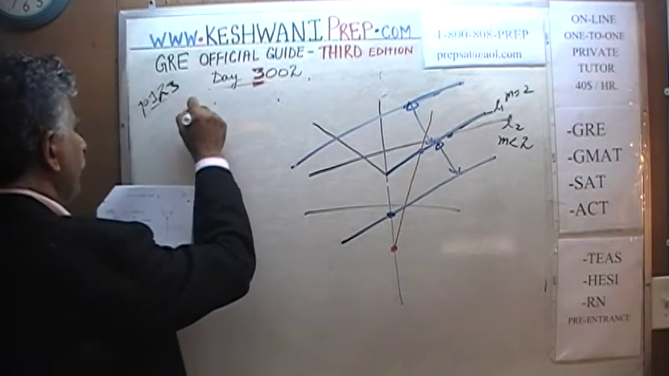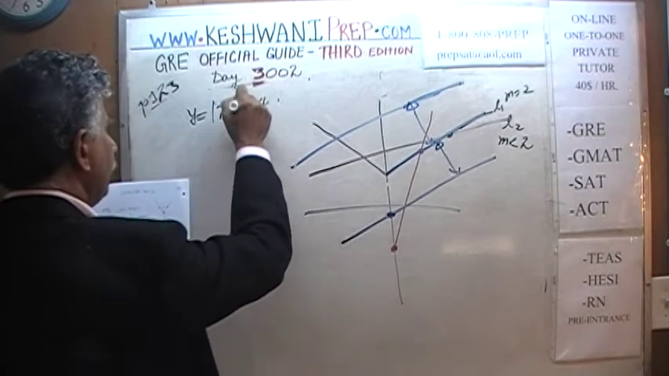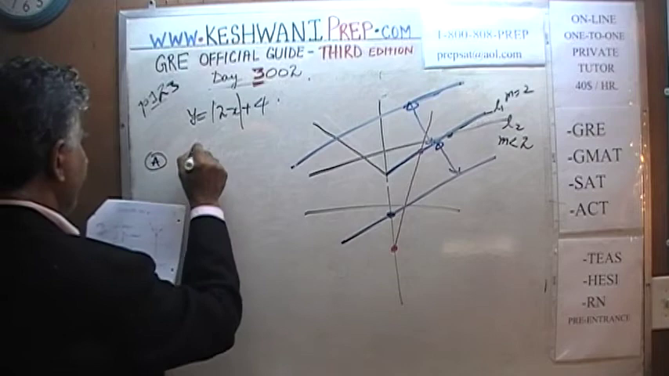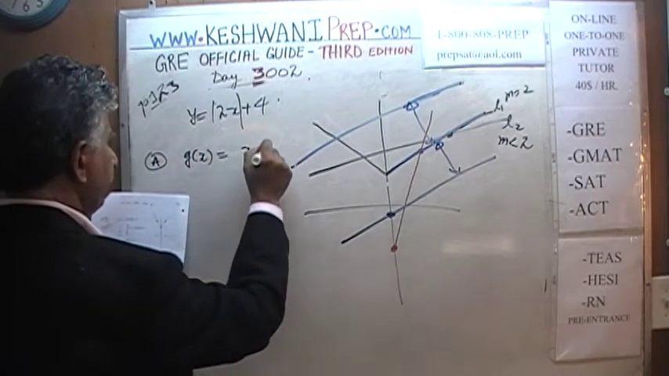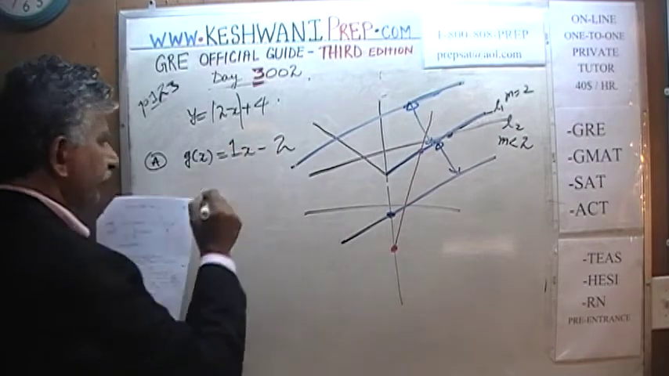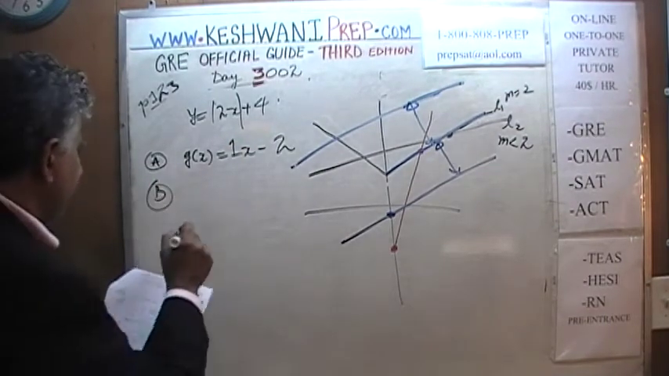So here is what is given to us. Y is equal to 2x plus 4, absolute value of 2x. A says g of x is equal to x minus 2. It has a slope of 1. That's not what we're looking for. We're looking at something that has a slope of 2, if there is anything.